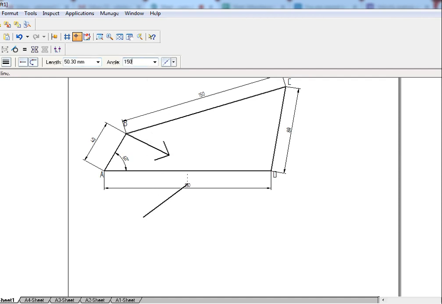60 plus 90. 150, sir. Yes, 150. So you can see this line I have drawn here is perpendicular to AB.